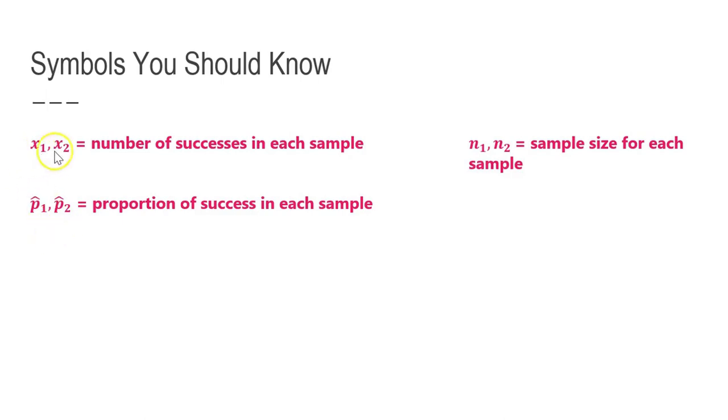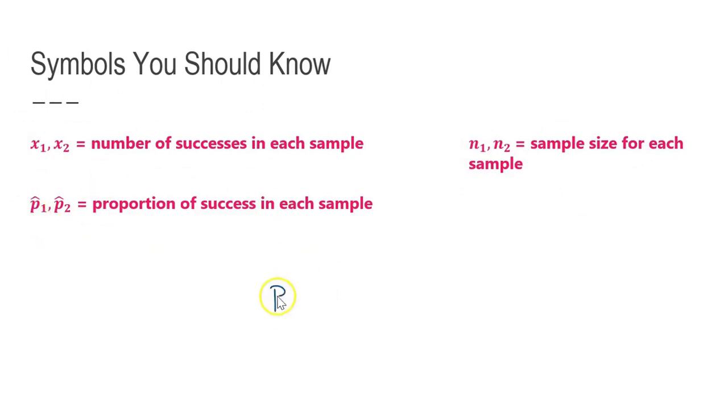X1, X2 is the number of successes in each sample. So this is going to be very similar to 8A where we did one proportion. Now we're doing two. P hat 1, P hat 2, that's the proportion of successes in each sample. And then N1, N2 is the sample size. So like X1 over N1 would give me P hat 1.